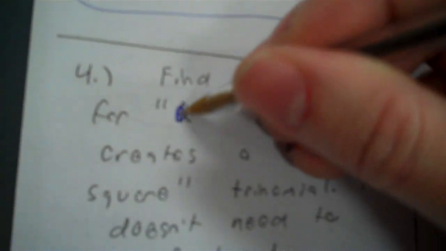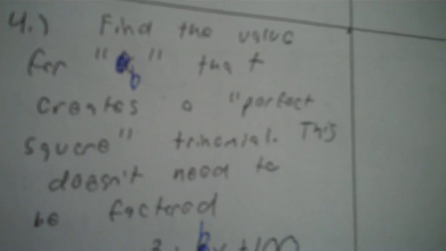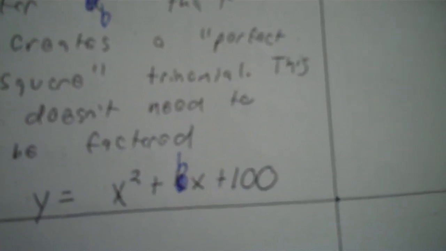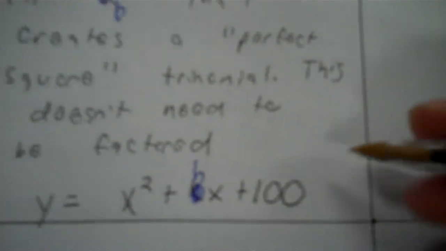Alright, number 4, find the value for k. I don't like k, put b, and down there where there's a k, put a b. You need to find what b equals. Find the value of b that creates a perfect square trinomial. This doesn't need to be factored, you just need to find the b value. So I know the formula to find c, but I already have c. That's not the issue. I need to find b.